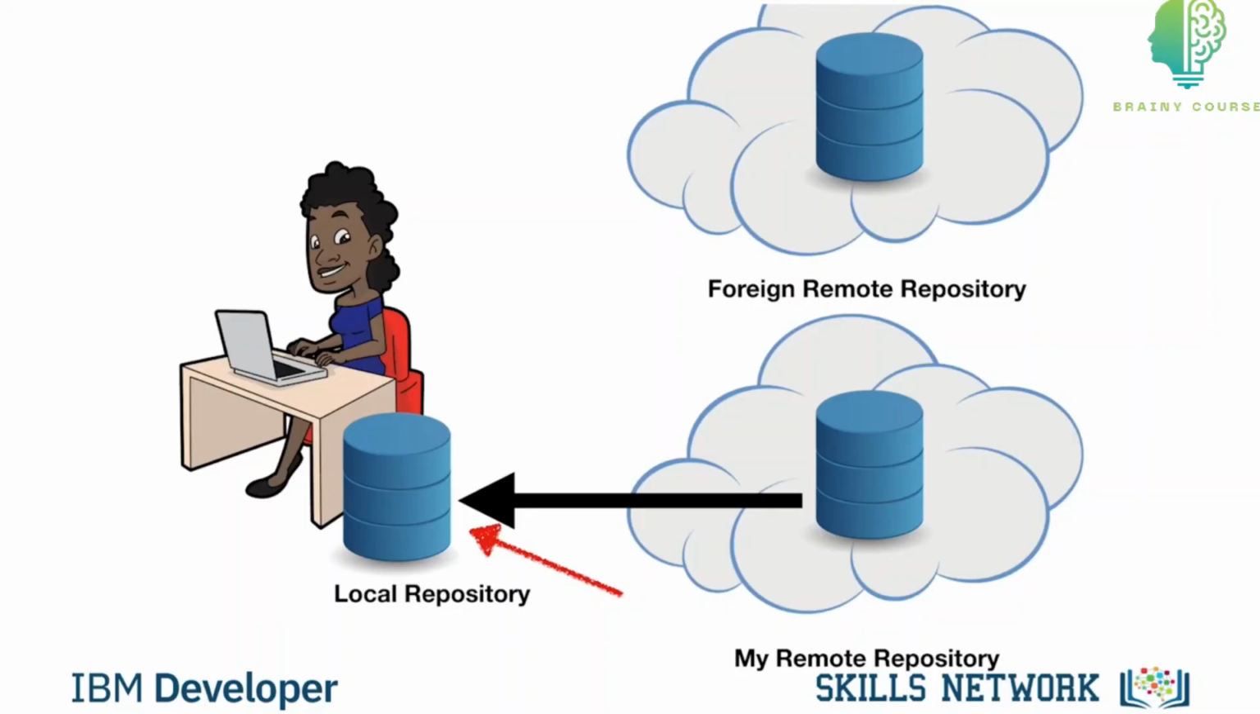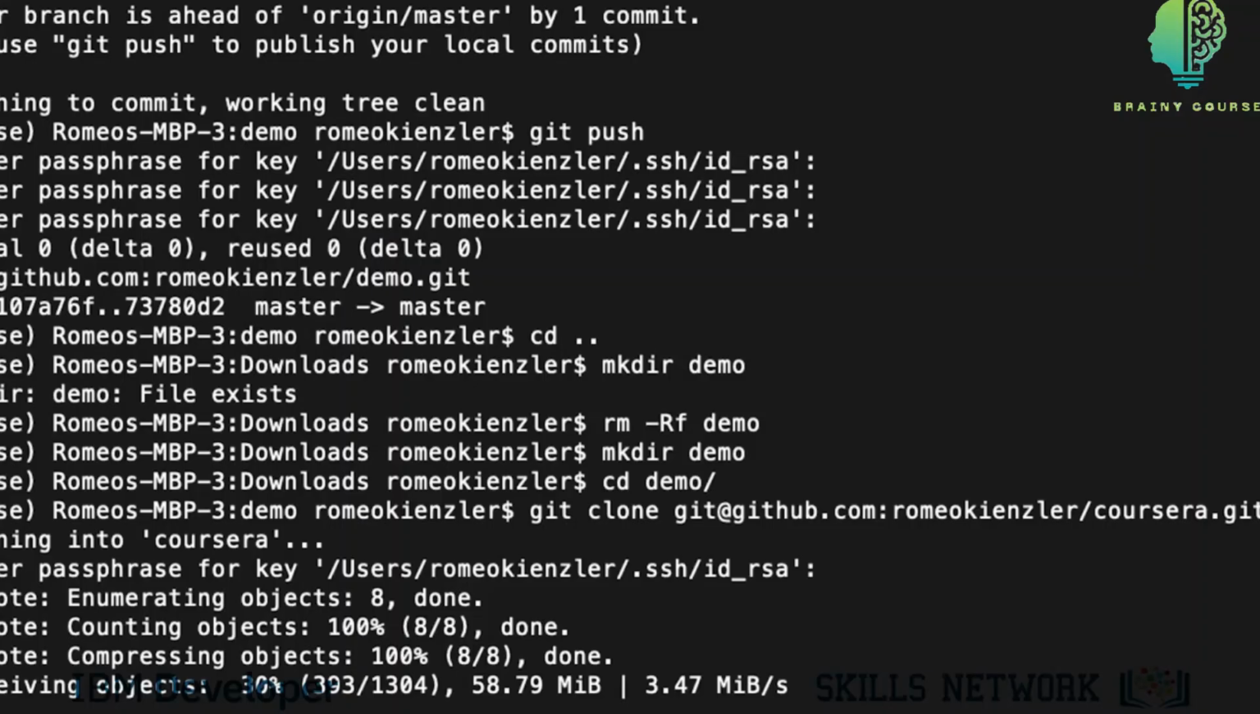So I'm now cloning this Coursera repository, this remote repository, into my local repository, and you see here again it's in the Romeo Kinsler account, which is basically a copy of the official IBM one, and I think we have to wait a bit because it's quite huge. I should have maybe set up two little test repositories, but anyway, let's wait for that long.